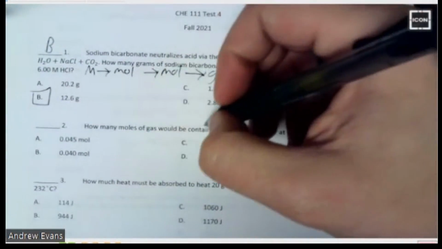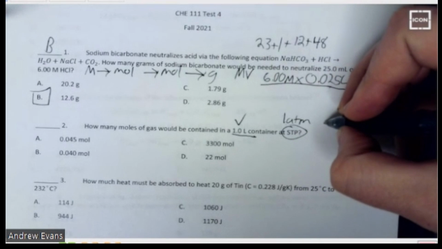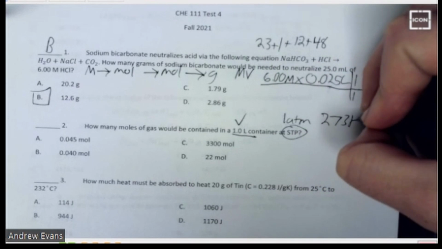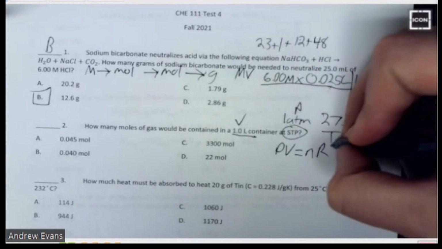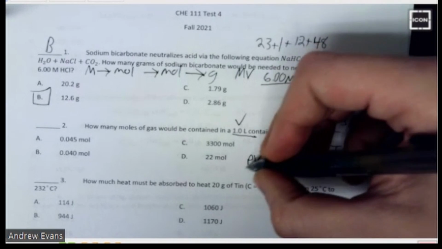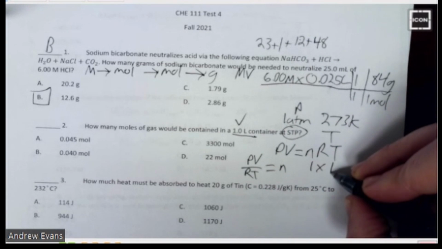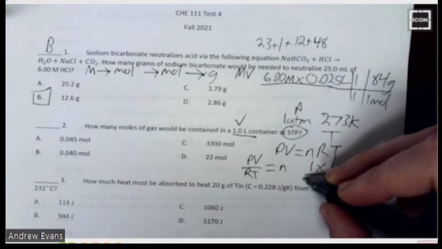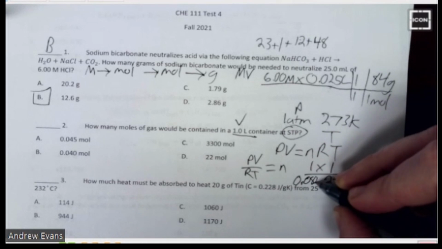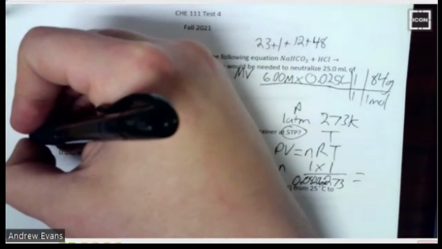How many moles of gas would be contained in 1 liter at STP, which means 1 atmosphere and 273 Kelvin? So there's our T, there's our P. PV equals nRT. Rearranging that, PV over RT equals n. So 1 times 1 divided by R and 273. R is 0.08206. 0.0446, which rounds to 0.045.